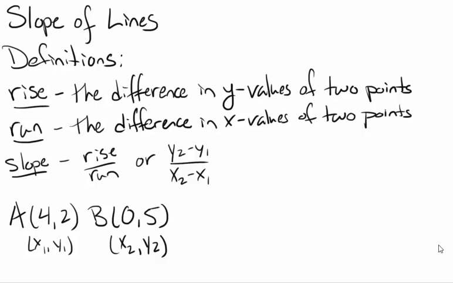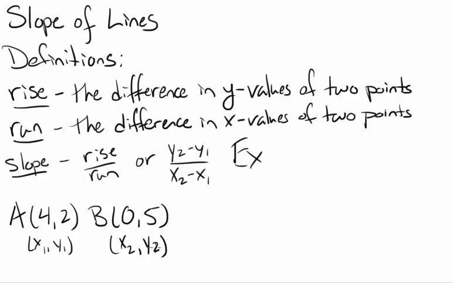I've given us 2 points in the bottom left corner, A and B. A is going to be (4, 2), and B is going to be (0, 5). And I've very nicely given us a label for them. I've labeled A as x1, y1, and B as x2, y2. And so as a nice quick example, we're going to find the slope between these 2 points.